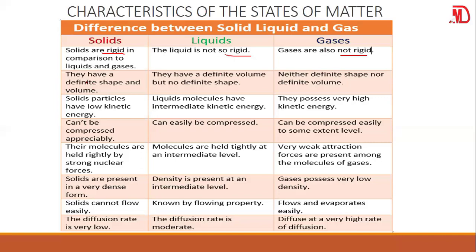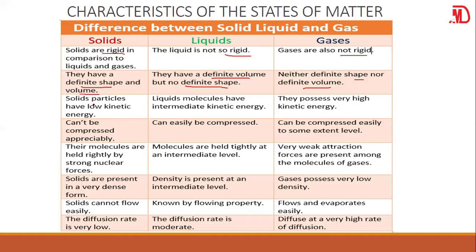Second point is that solids have definite shape and volume. Why? Because they are rigid. And because they are rigid, they have a definite shape and a definite volume. What about liquids? Liquids do have a definite volume, but they do not have a definite shape. They only take the shape of their containing vessel. For example, when you have water in a bottle, it is taking the shape of the bottle, but it doesn't mean that liquids have a definite shape. No, they have a definite volume, but not a definite shape. They only take the shape of their container, basically. Now, what about gases? Gases neither have shape nor volume. Why? Because they are not rigid.